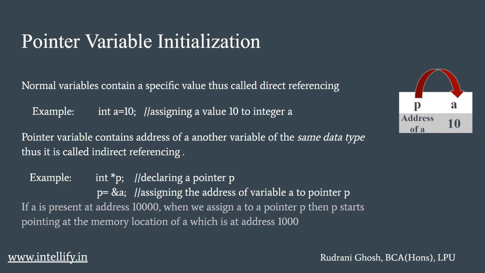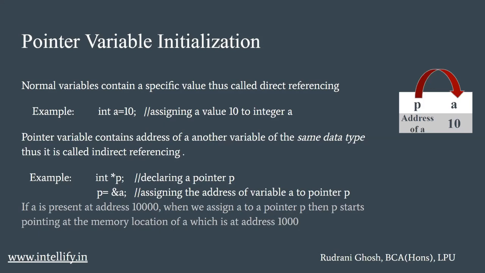Now you must note this. A pointer variable contains the address of another variable of the same data type. Means if the variable we are pointing towards is an integer, then the pointer should also be an integer. If the variable we are pointing to is a char, then the pointer should also be a char.